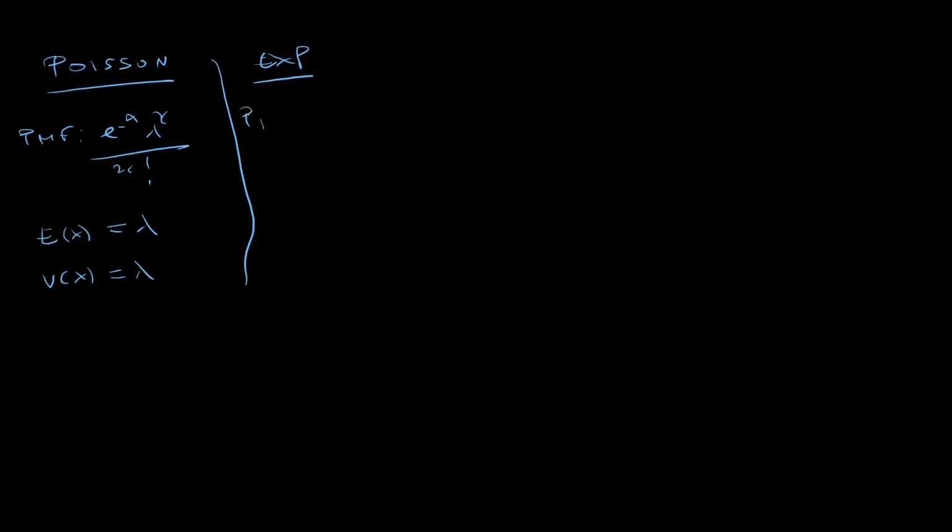The second one is the exponential distribution. Here it's PDF. Remember, you use PMF for discrete and PDF for continuous. The PDF function is lambda e to the minus lambda x. Its mean is 1 over lambda, and its variance, same thing but squared. This is for the exponential distribution.